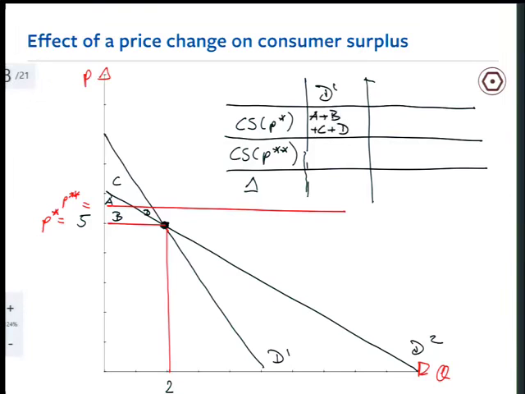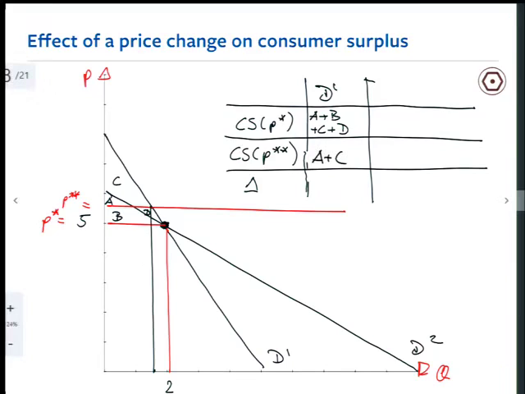Now if price rises from P star to P double star, what's my new equilibrium quantity? I'm just quickly going to draw it and then erase it, so don't draw it. But my new equilibrium quantity is going to be this thing right here, where price equals demand here. So the new price is this, new quantity is this, demand is this. So consumer surplus after the price hike is the area above price, over the range of consumption, below demand, so it's going to be A plus C.